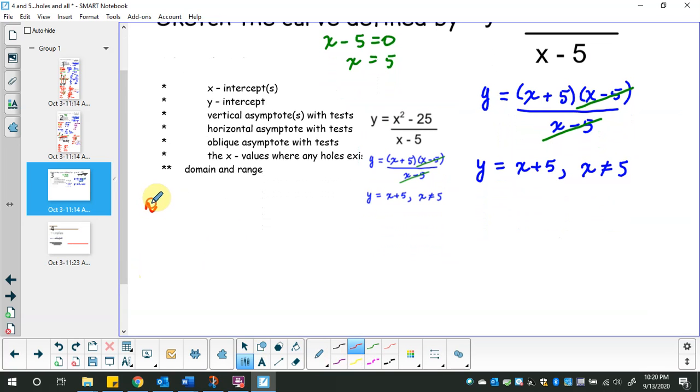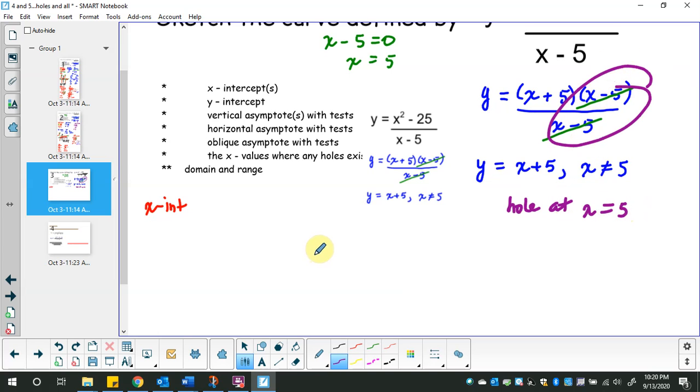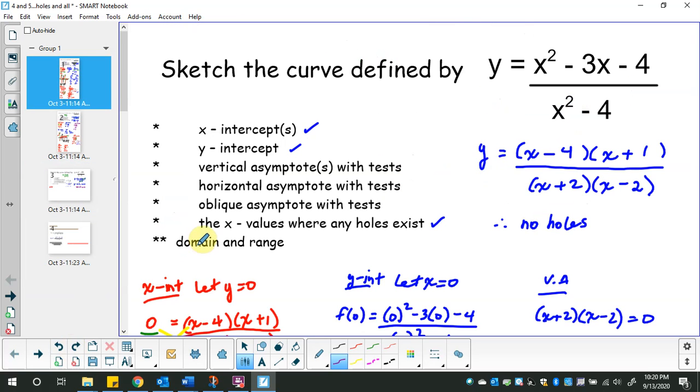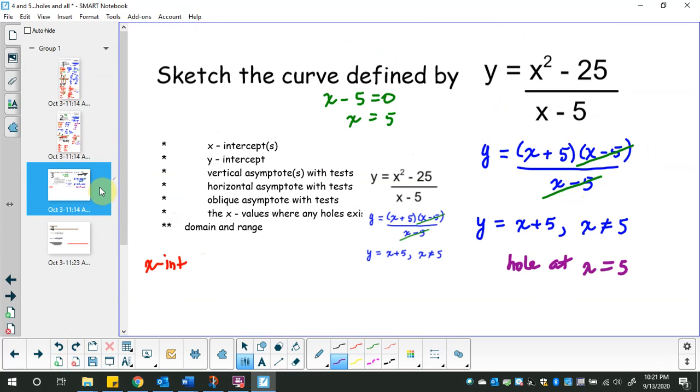So, X-intercepts. My bad. Holes. I like to do it first. If there is one, you can tell there is one when you slash out a bracket and solve for that bracket. That's why when we did the first question, there were no holes, because when we factored, there were no brackets to slash out, so I couldn't do any solving. All right, back to my list.